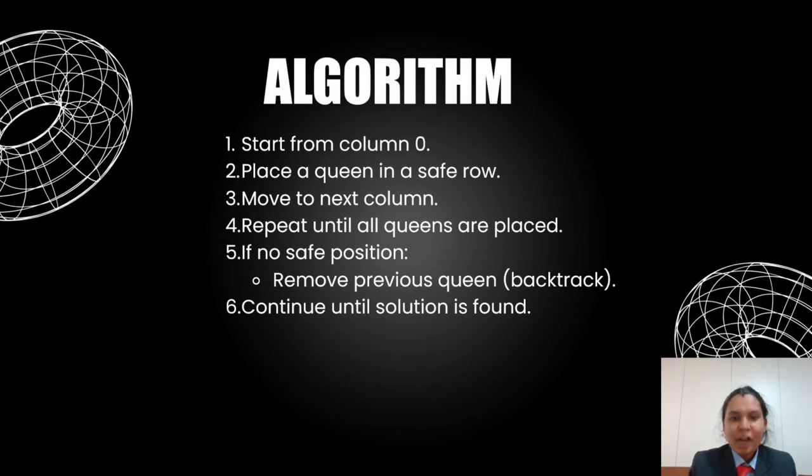Now let me explain the algorithm. First, we start from the first column. We try to place a queen in every row of that column. If the position is safe, we place the queen and move to the next column. Again, we try all the rows. If at any point no safe position is available, we remove the previously placed queen and go back to the earlier column. This step is called backtracking. This process continues until all queens are safely placed.